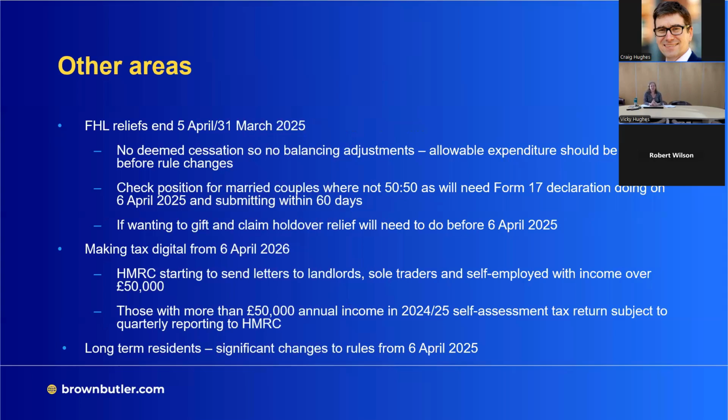That's because from the 6th of April 2025, if you're a married couple, the automatic rules apply where you have to split the income 50-50. Now, to stop those 50-50 rules applying where the beneficial interest is different, you need to fill in a Form 17 declaration and get it into the revenue within 60 days. So to prevent there being any mismatch, those forms actually need to be done on the 6th of April 2025 if the circumstances apply. And also, if you want to claim holdover relief on any gifts, those gifts would need to happen before the 6th of April 2025 for individuals.